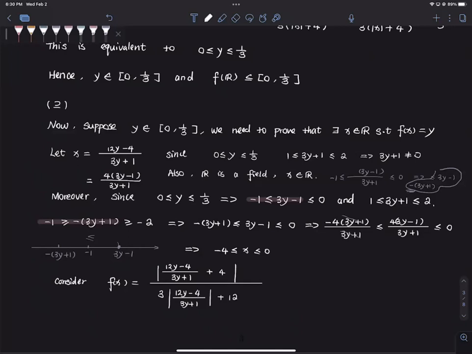Okay, so because this is in between -4 and 0, we can get rid of this, right? So this will be positive. So you can get rid of the absolute value symbol now. So that's just gonna be this.